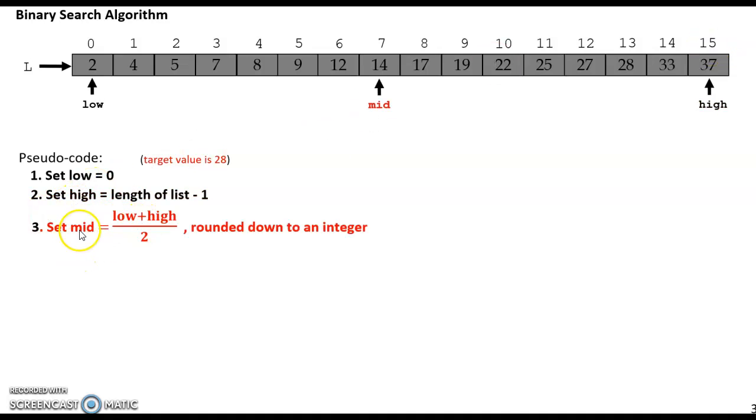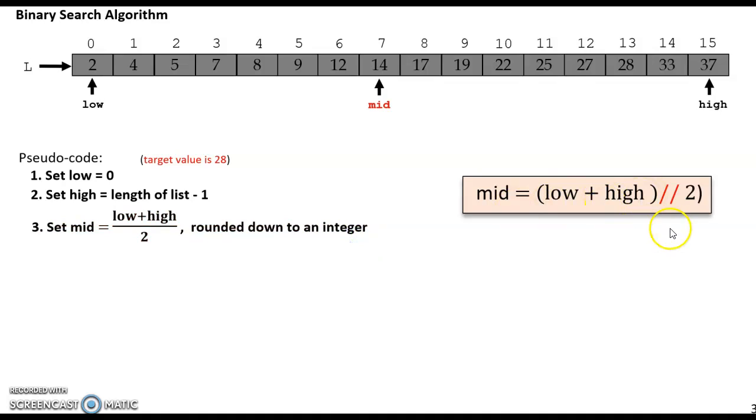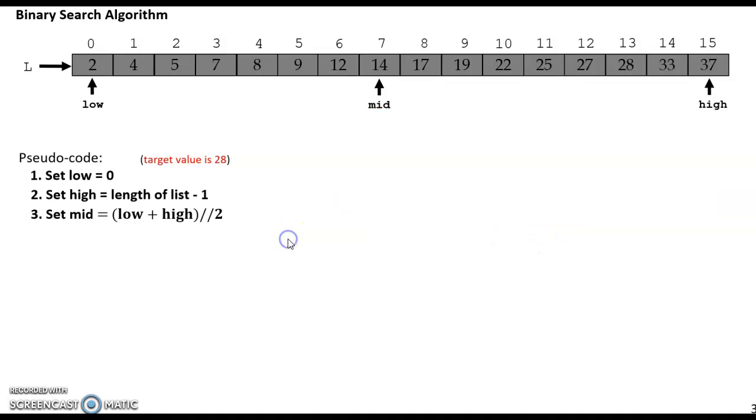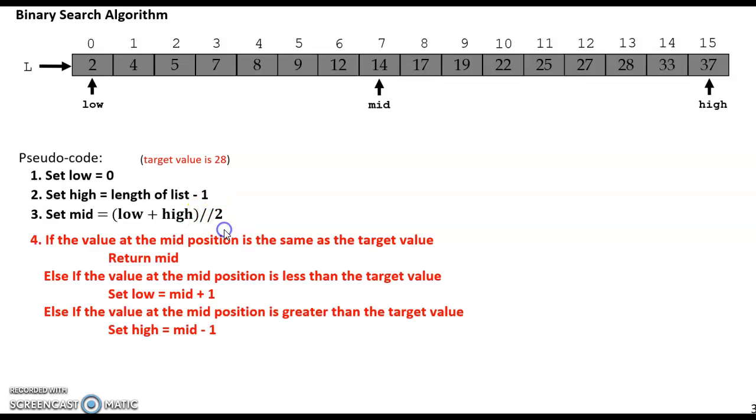Then we're going to calculate the middle value, and it's this idea of getting the low plus high, divided by 2, but rounded down to an integer. And to do this, of course, we use a floor division to allow this to happen. And so fitting in that formula, low plus high, floor division 2.